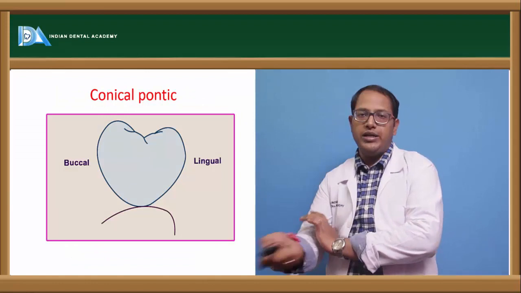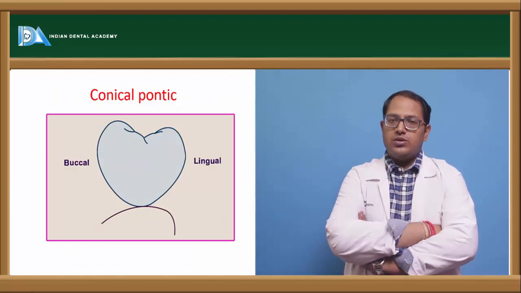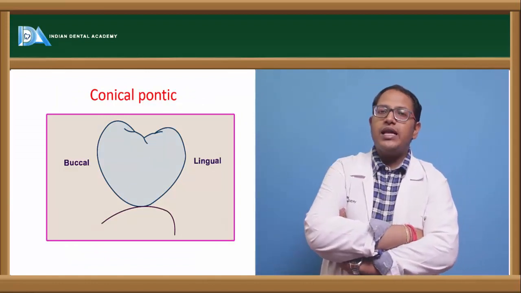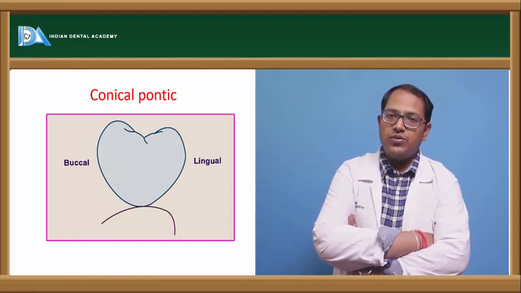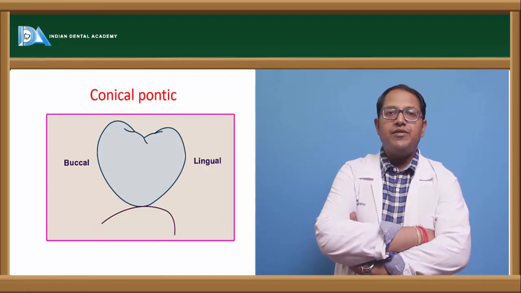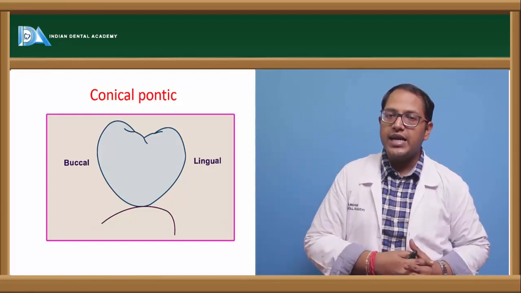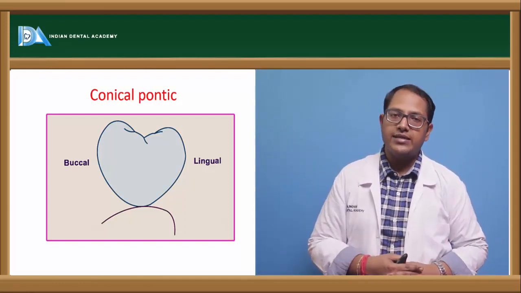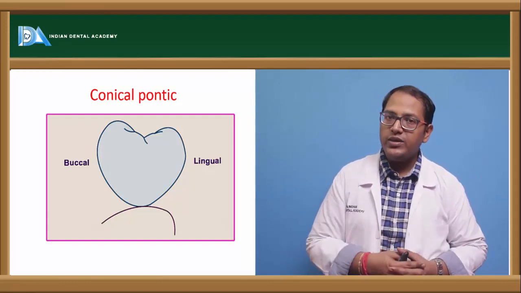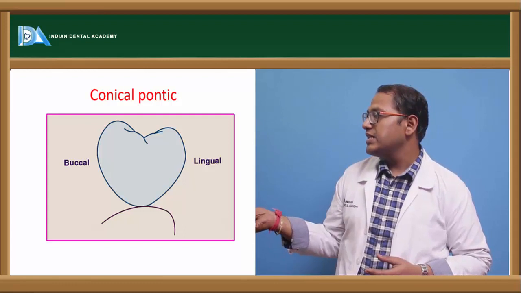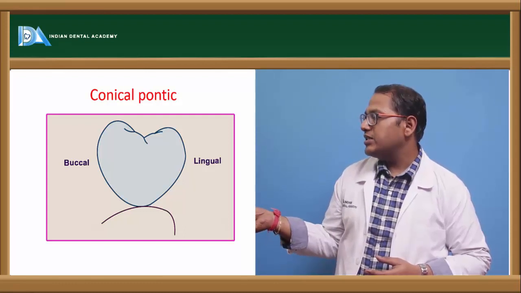Coming to conical Pontic. Those patients who have ridges like a knife edge, where the ridge is not as wide as usual. In those cases, giving a wide, big Pontic design will look bad. It will not look aesthetic. It will not reciprocate the natural teeth which were present. So in those cases, conical Pontic is the treatment of choice.